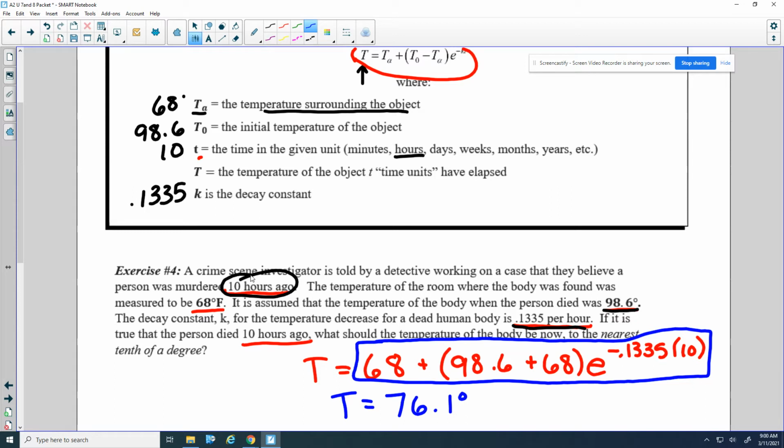76.1 degrees Celsius. Okay. Nope. I don't know where the Celsius came from. Fahrenheit. For some reason, I wrote Celsius on my page, but that doesn't make sense. That is not a reasonable temperature for a human body. Okay. So that's how the formula works. Now we're going to look at some problems that involve solving with this formula.